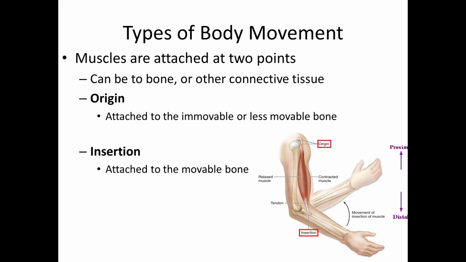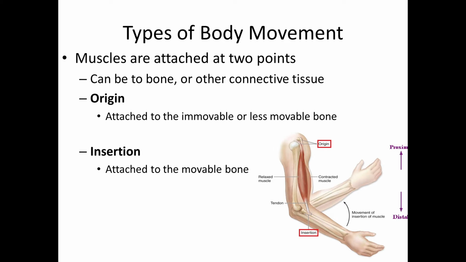And basically, when we're looking at these muscle attachments, one point is going to be the origin, and the other one is the insertion. The origin is going to be the attached muscle to the immovable bone or the least movable bone. And the insertion point is going to be where this muscle attaches to the movable bone.